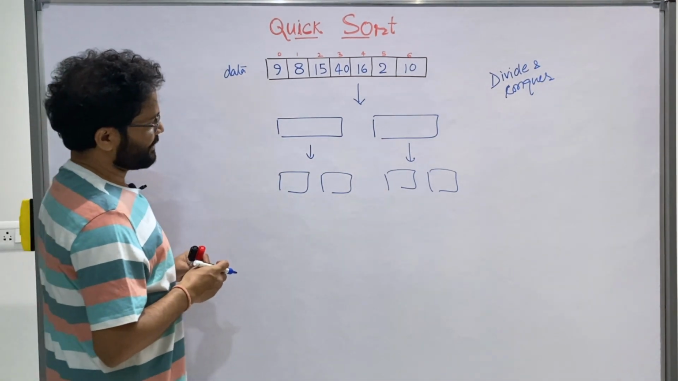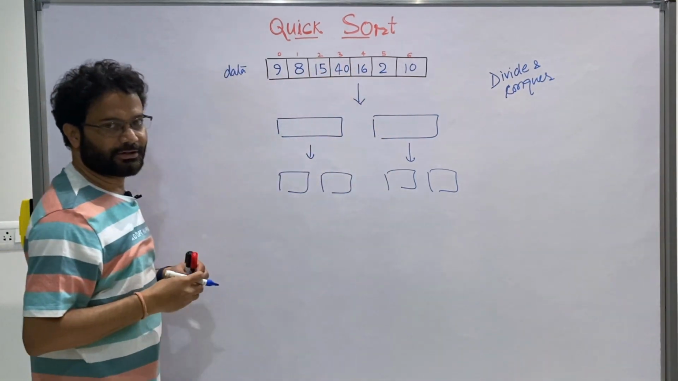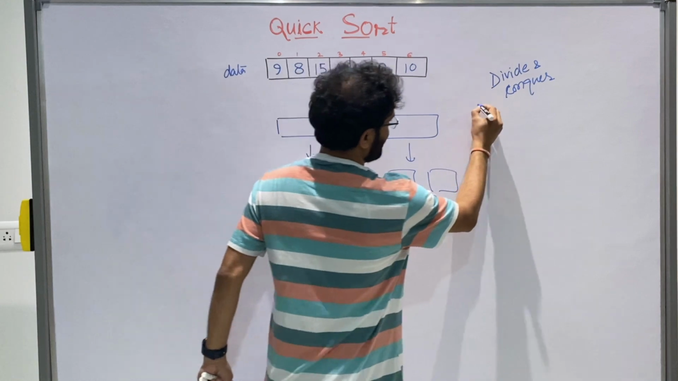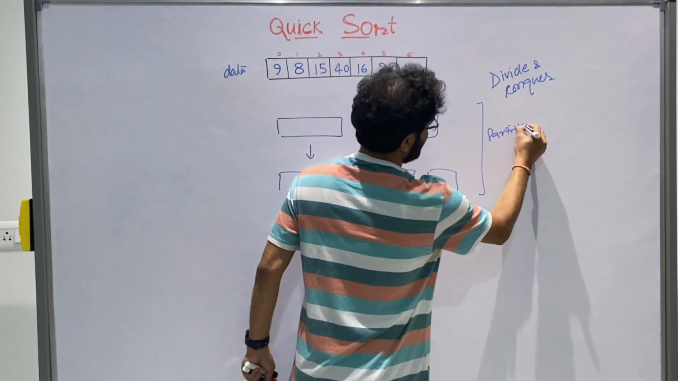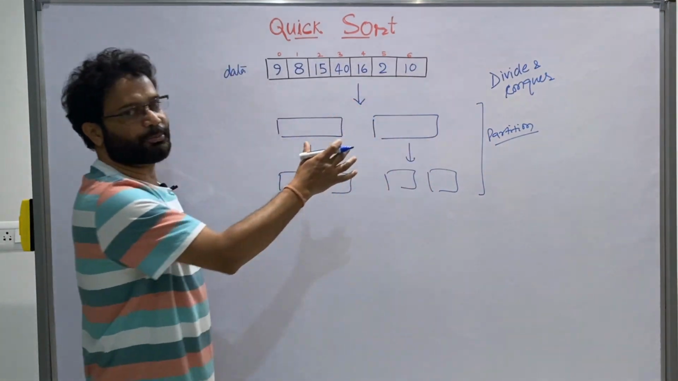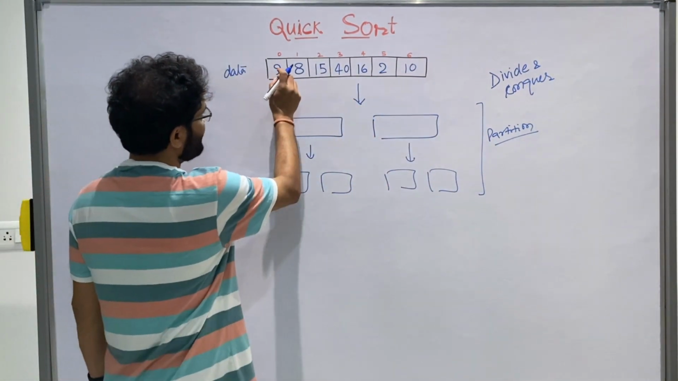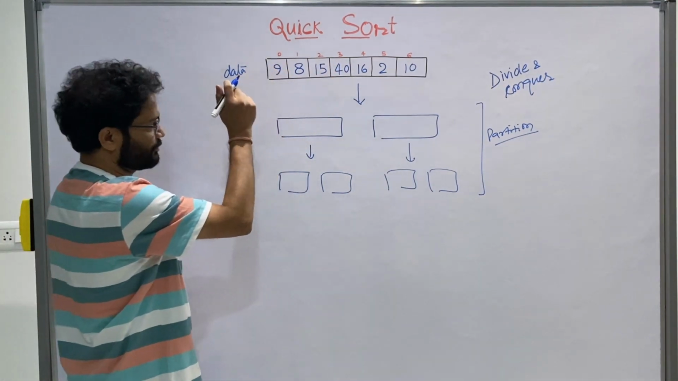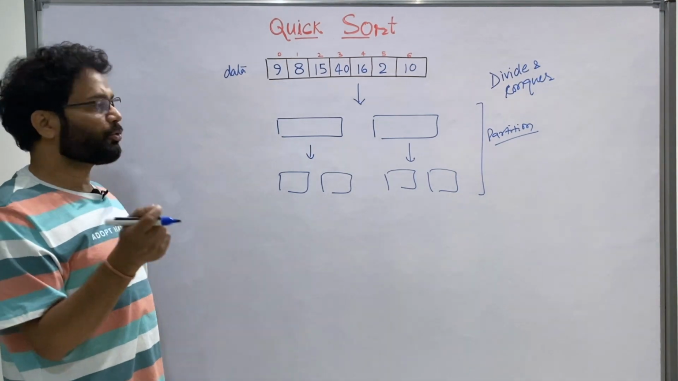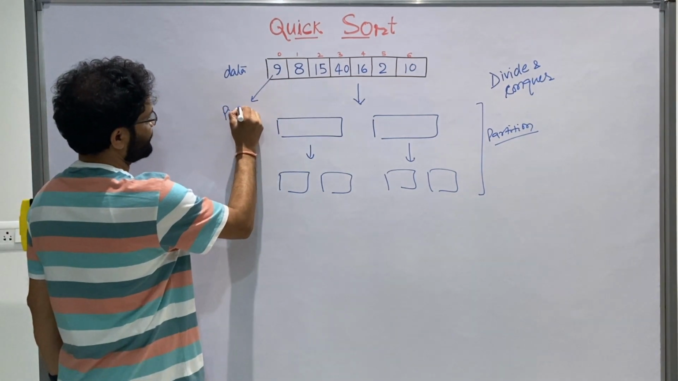So take an example. If this is the set of numbers given, how will you divide? That technique is important here. It is called the partition. It means on which number you partition is important. For that you pick any element, so suppose I pick 9. The number you pick is called the pivot element.